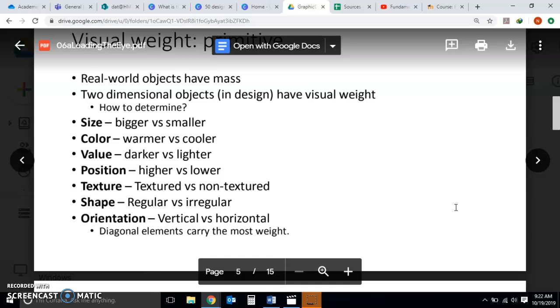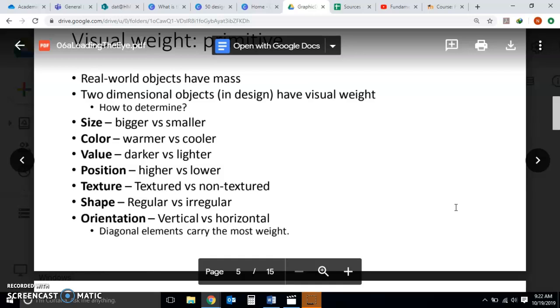But then we can also think about hue, saturation and value, right? So with regards to hue, warmer colors triumph over cooler colors to attract attention. And with regards to value, darker colors attract more attention than lighter ones, right? Next is position. Higher placed objects in the layout will attract more attention than lower placed objects, right?